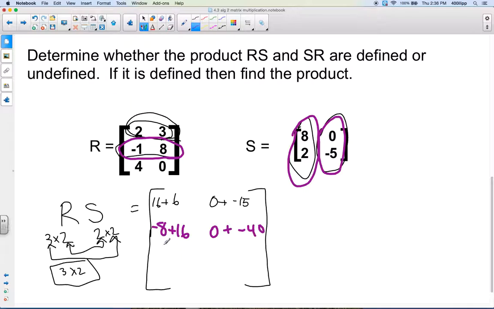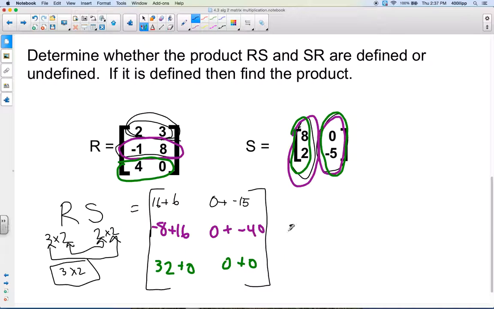Now we should change color again. Third row and first column. That's the position this is in: third row, and the first column. So we got 4 times 8 is 32 plus 0, right? And then we got third row and the second column. 4 times 0 is 0, and 0 times negative 5 is 0.